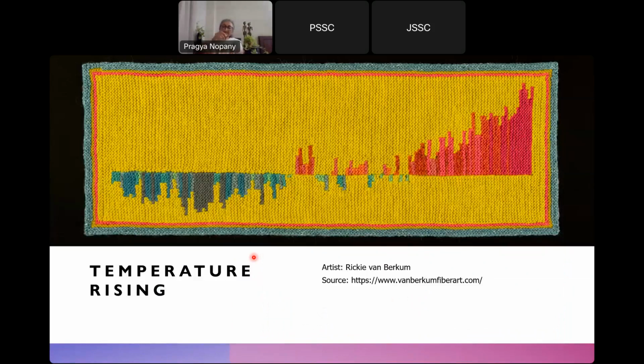Going forward, this is another lovely piece. This is by artist Ricky van Berkom. Now the temperature change has been depicted.